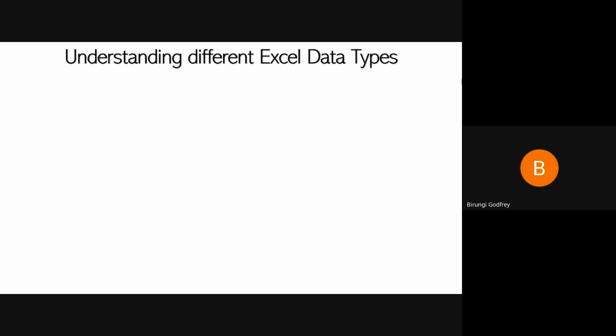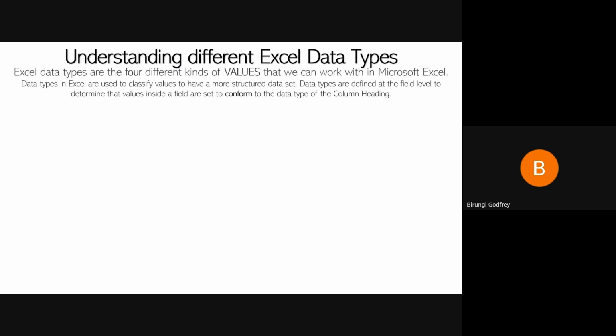The goal of this particular class is we want to go through and understand the four main different kinds of values that we can work with inside Microsoft Excel. In simple terms, data types in Excel are used to classify which values can sit in a particular column or table in a more structured manner. I just wanted to open this particular discussion today with looking at one of the data types that we can work with. Of course, the numbers.